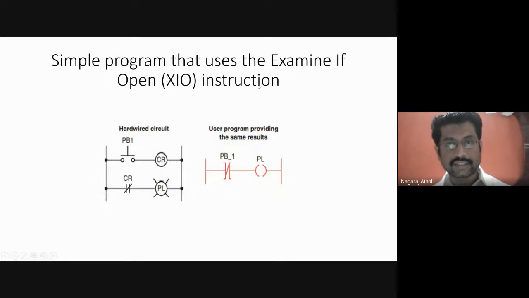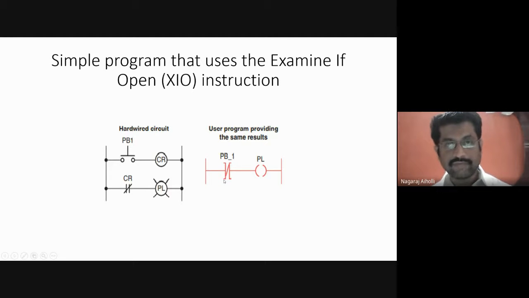You all can just recollect what we discussed here. Examine if open instruction. This is examine if open. Okay, there's a cross mark here. The programming that we studied earlier, this is the examine if open instruction, XIO, or examine if off.